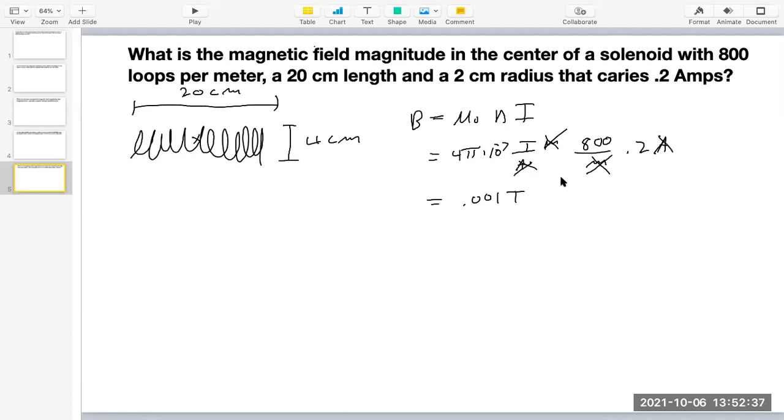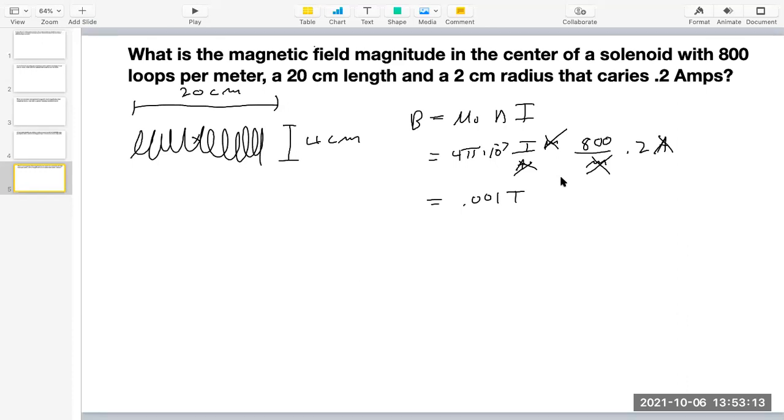Why didn't we use the length, 20 centimeters? Because the length doesn't have a significant impact on the magnetic field inside. The radius doesn't have a significant impact on the magnetic field inside either, which is kind of cool. You make it bigger, the magnetic field stays the same strength. You make it smaller, the magnetic field stays the same strength.